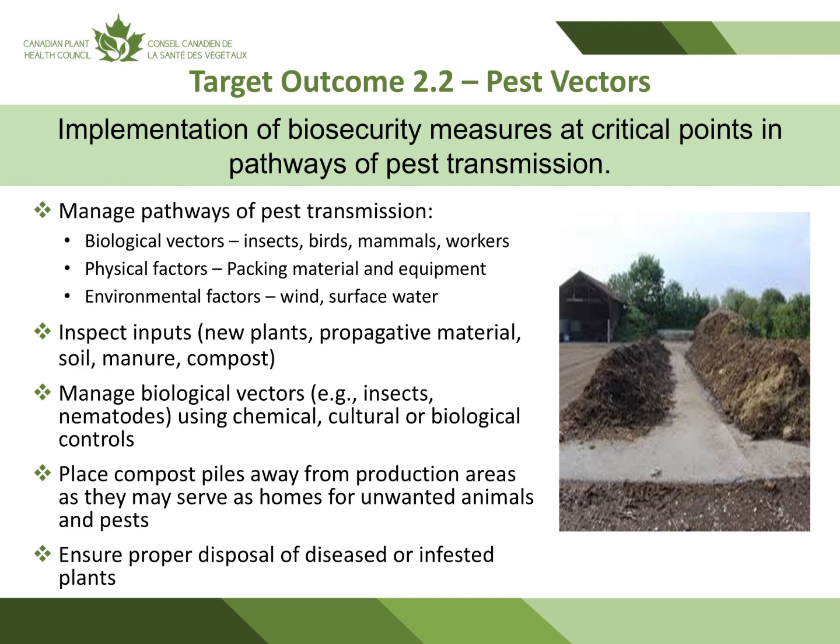Other practices include inspecting inputs such as new plants, propagated material, soil, manure, and compost for the presence of pests prior to bringing them into production areas. Managing biological vectors, for example, insects or nematodes, using chemical, cultural, or biological controls. Locating compost piles away from production areas as they may serve as homes for unwanted animals and pests. And ensuring proper disposal of diseased or infested plants.